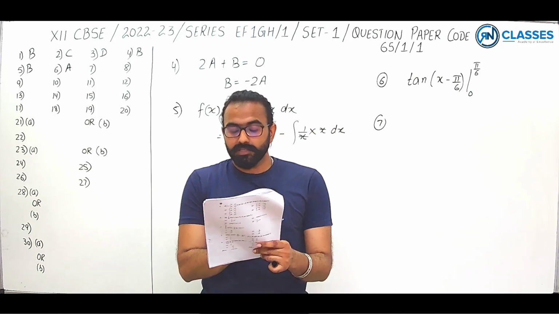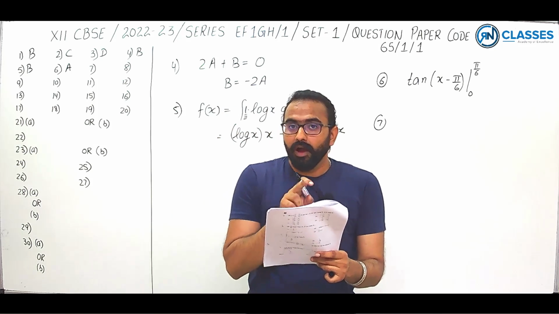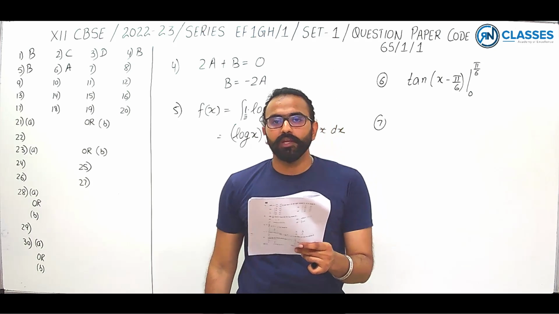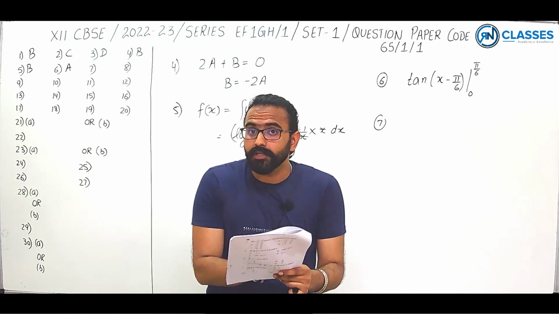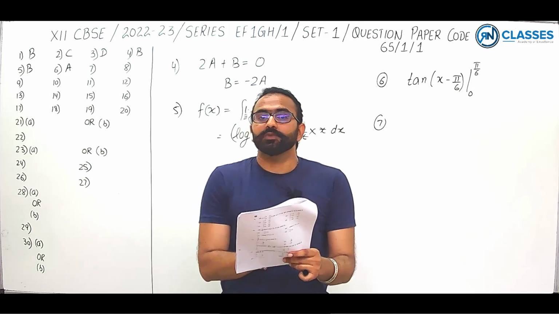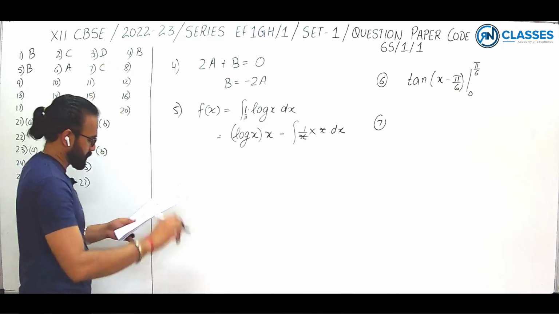Since the highest order derivative is 2, the order is 2, and the highest power of the highest order derivative is 1. So the degree of this given differential equation, which is a polynomial in terms of derivatives, is 1. Their sum is 3, which matches with option C. So the answer to question number 7 is C.